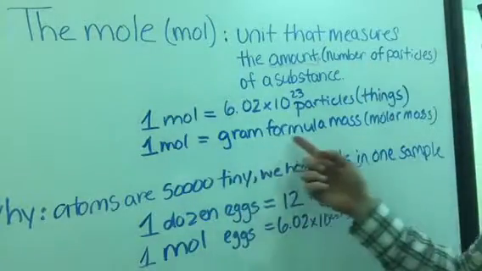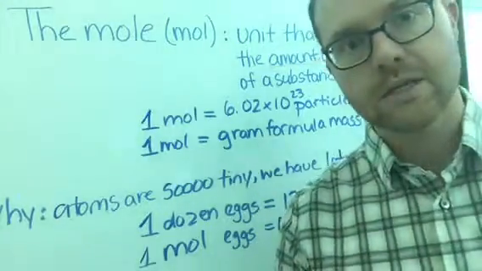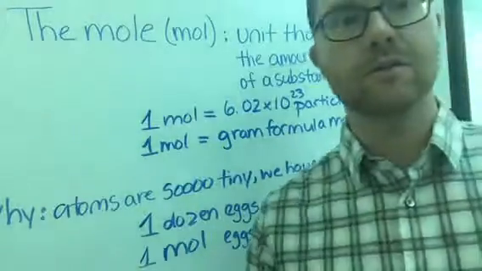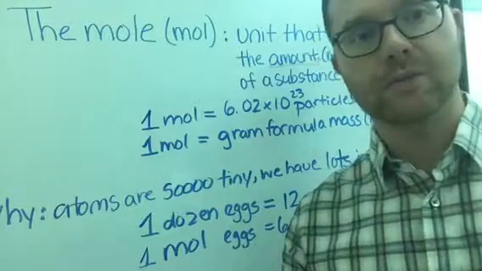So 1 mole is measured in a specific unit. It's called the gram formula mass, also known as the molar mass. That is what we just talked about. We calculated the molar mass of molecules. That's how we're going to measure moles, in grams per mole.